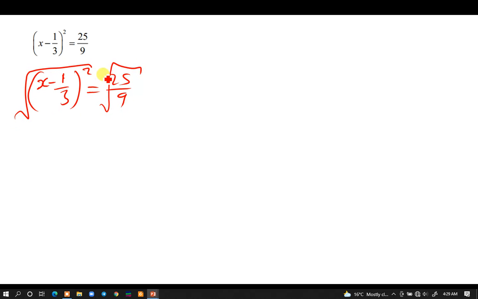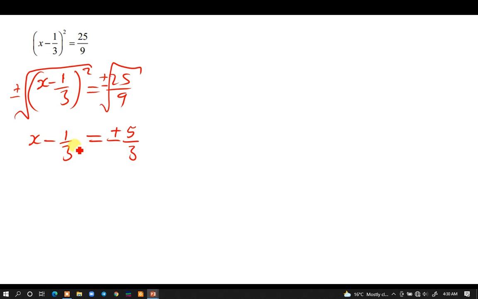Simple. We have (x minus 1 over 3) in brackets squared is equal to 25 over 9. So when we find the square root of this side, even this side, make sure that on this side you add plus or minus. So the square root of the first part will just give us x minus 1 over 3. Then on the other side, the square root of 25 will simply be 5 over the square root of 9. This will just be 3.